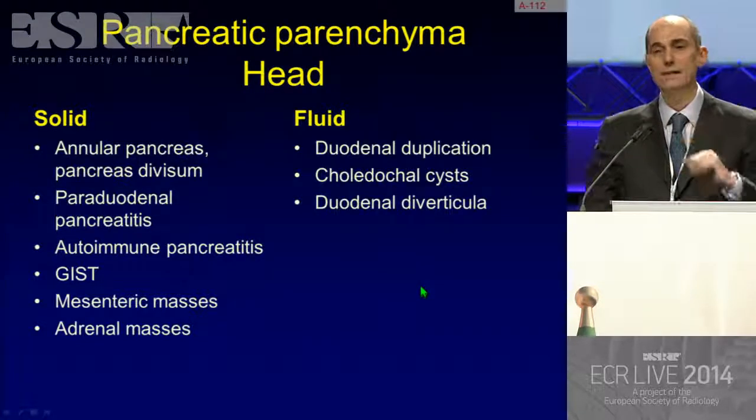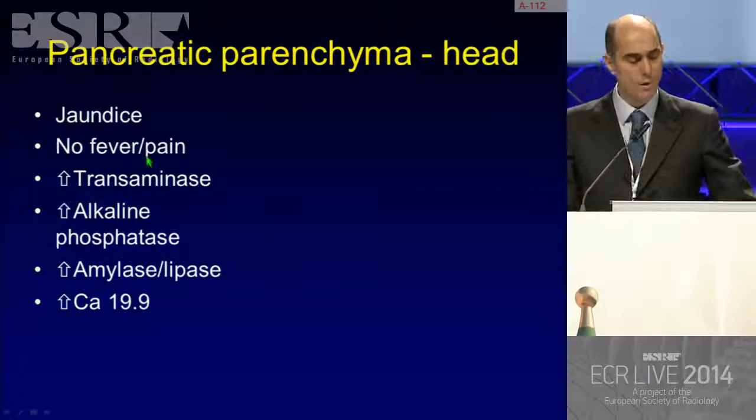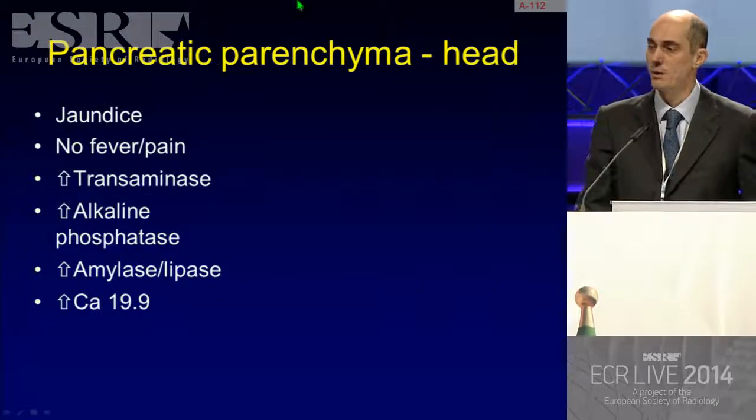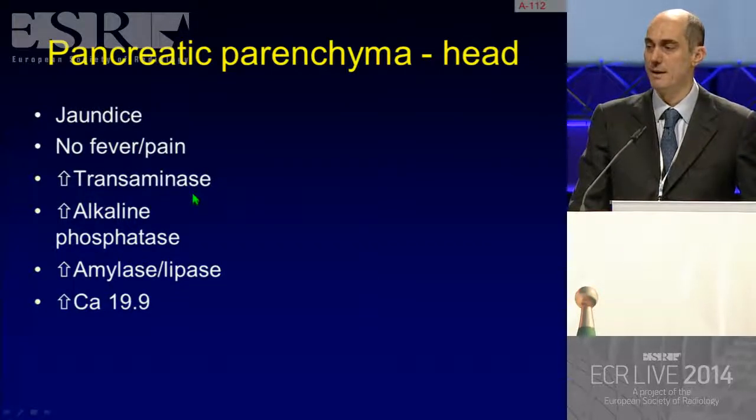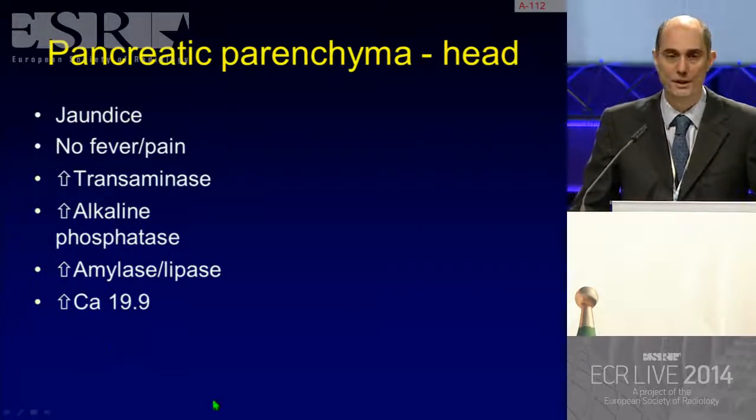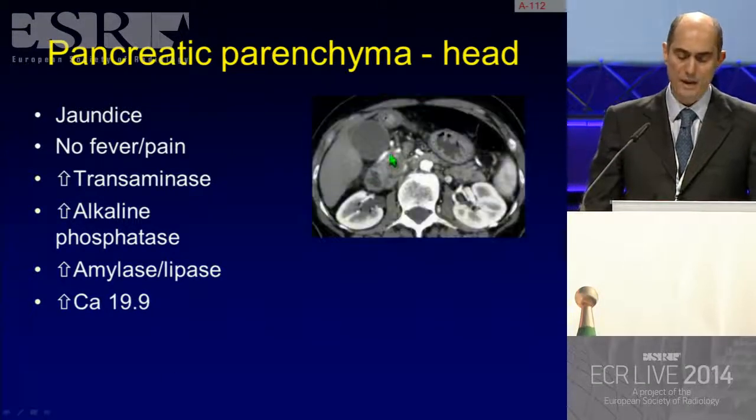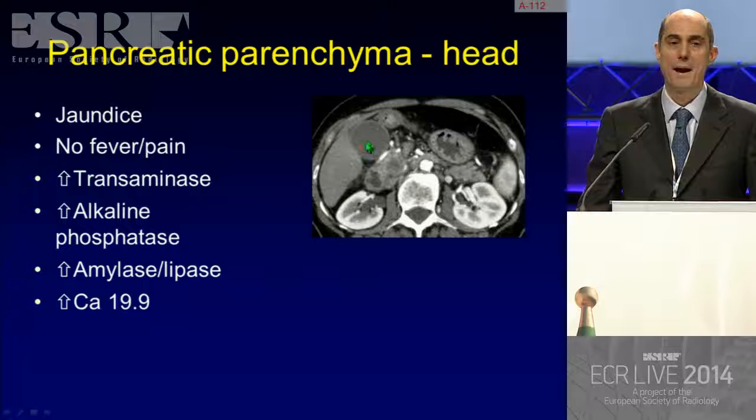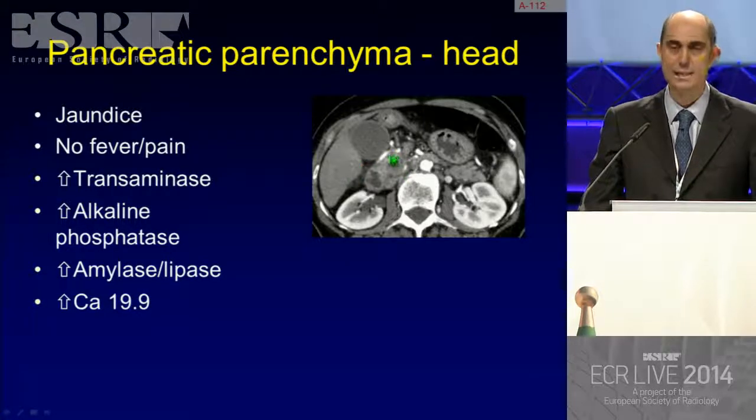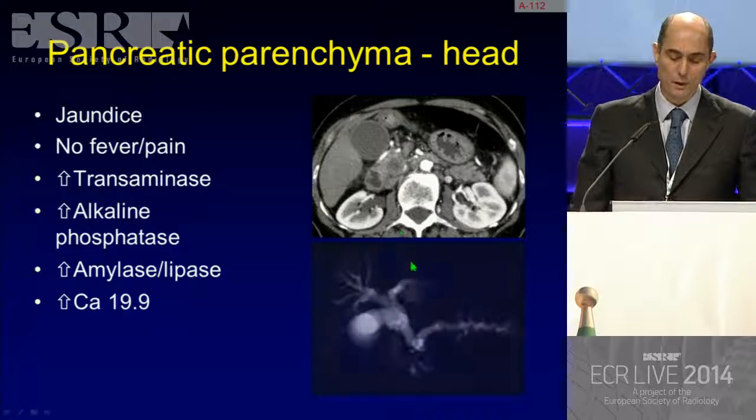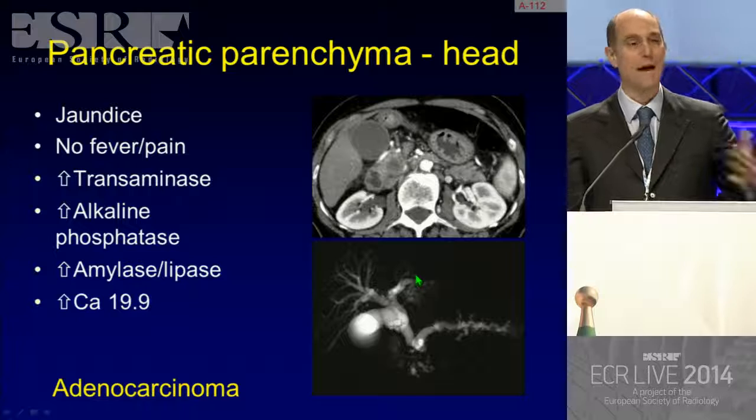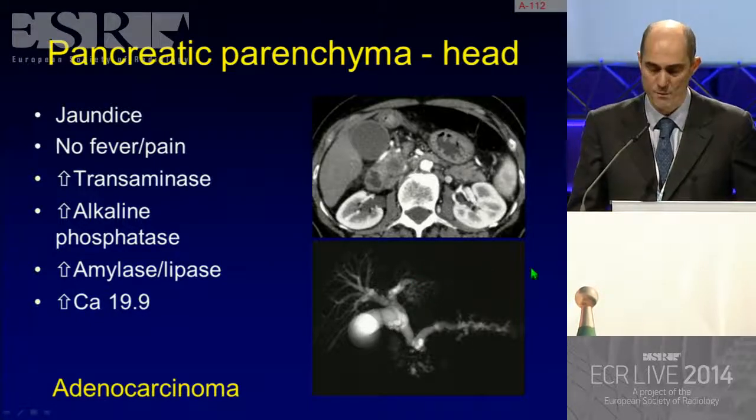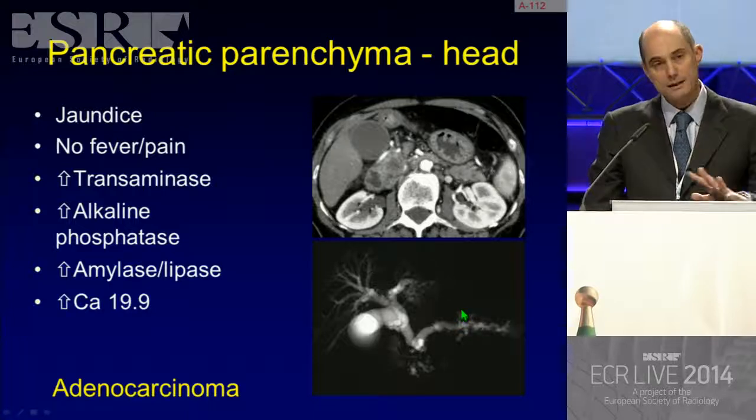And in order to analyze the pitfalls, let's analyze a clinical case in a patient with jaundice, fever, pain, increase in transaminase, increase of alkaline phosphatase, increase of amylase and lipase, and increase of tumor markers. Then we do a CT, and we see an enlarged pancreatic head with a hypodense, hypovascular lesion, and when we do the MRCP, we see the double duct sign in a patient with pancreatic head adenocarcinoma. And this is relatively straightforward.